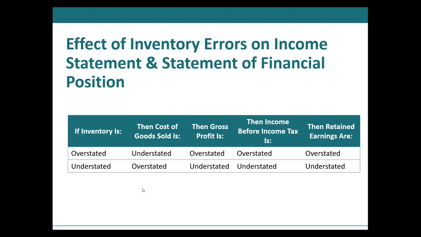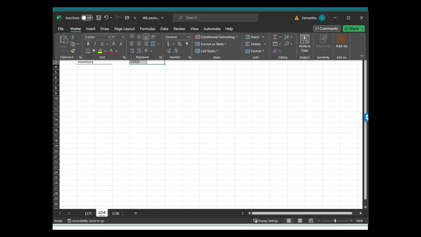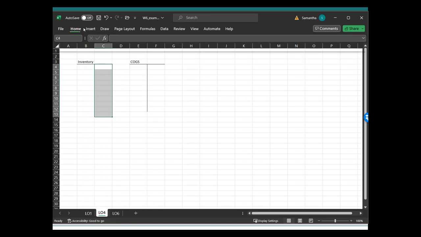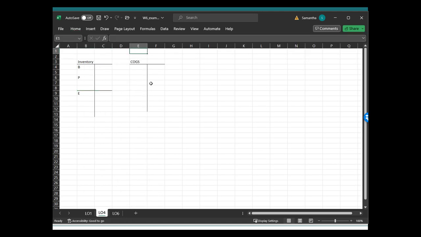So a summary of errors. If inventory is overstated, that means that cost of goods sold is understated. Remember, because we flow in, I'm just going to put up a little Excel. So if we have our inventory T account here, and we have our cost of goods sold T account here, and I know this is going to be the world's most beautiful T account, even better than last video. And so we have our beginning, we have our purchases, we have our ending, and then we have our cost of goods sold. And remember, all of our income statement accounts are temporary accounts.